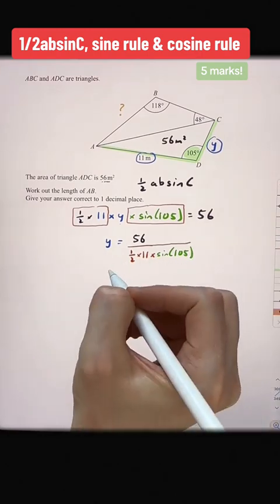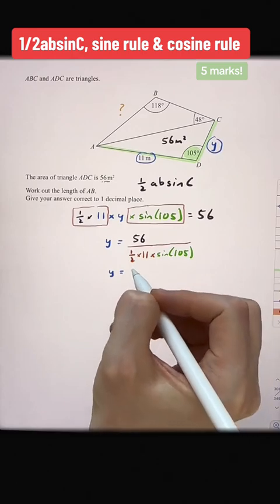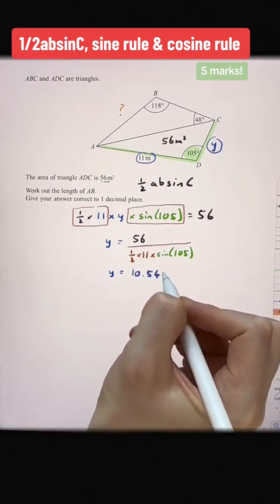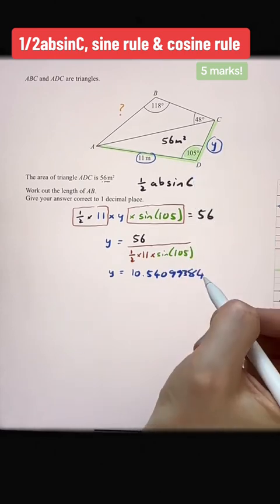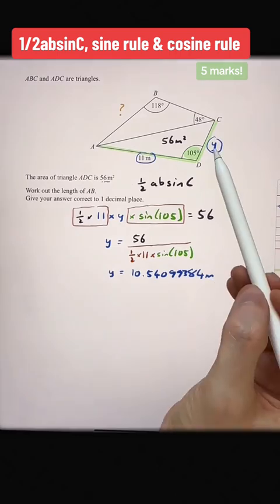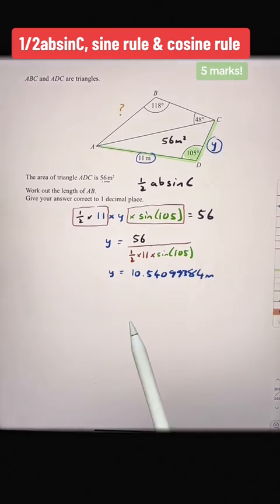Substituting everything on the right into my calculator, I get my length for Y to be 10.54099384. And that's a length. As the lengths were in meters, this is also in meters. I can now go back and label my length for Y as being my 10.54 number.